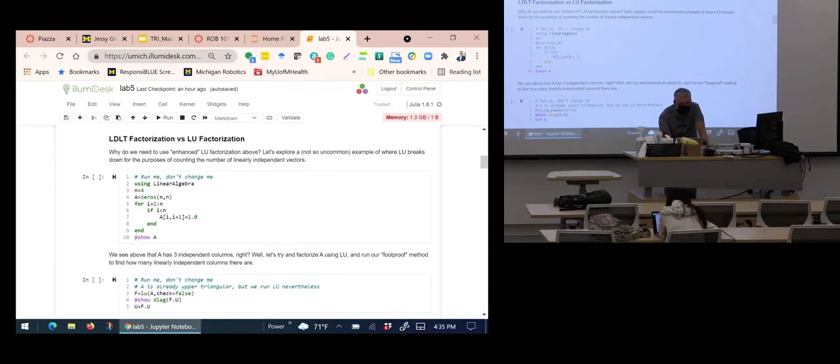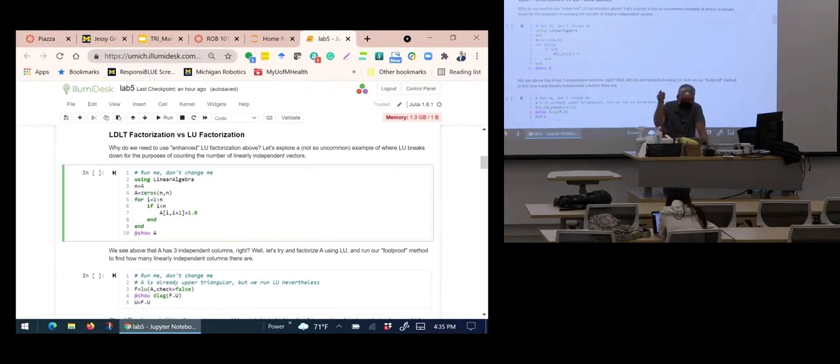So we're going to just do a quick example, and then we're going to have you do some programming based upon this. So LDLT factorization versus LU. And so we just want to illustrate, do we really need to use the enhanced version? And the answer is yes. And if you just want to accept that, that's fine. So we'll just run this cell.